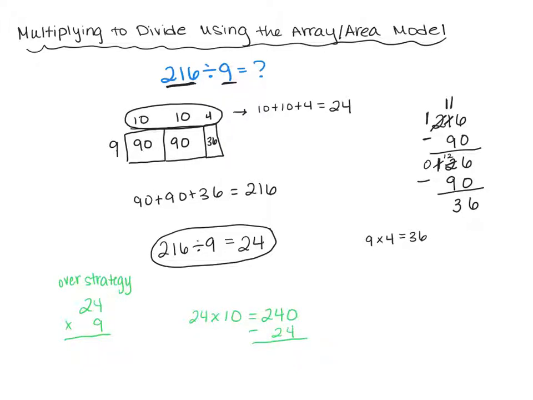Now what I'm going to do is subtract. So I can't do 0 minus 4, so I'm going to regroup, and I'm going to take one of my tens and trade it for 10 ones. So now instead of having 4 tens, I'll have 3. So 10 ones minus 4 ones is 6 ones. 3 tens minus 2 tens is 1 ten. 2 hundreds minus 0 hundreds is 2 hundreds. So I got 216, which was my original dividend. So I did accurately solve for my quotient of 24.